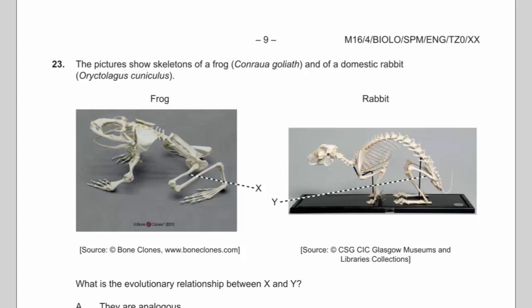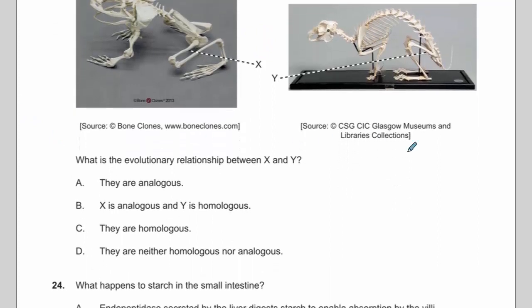Question 23. So here we see the skeletons of a frog and a rabbit, and the femurs are indicated with X and Y. And the question reads, what is the evolutionary relationship between X and Y? So alternative A says they are analogous. And what that means is that you had different structures that had a different origin, but because of convergent evolution, they evolved to become the same structure. They were shaped by the environment during the process of evolution, so to speak. But that is not the case here.